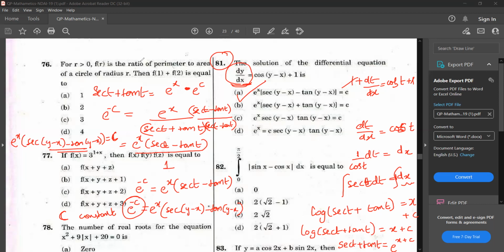Solution means what? You have to remove this dy by dx. You have to bring this expression in terms of only x and y, without dy by dx or integral or anything. You have to get an expression only in x and y, without dy by dx. That is how you will find the solution. Okay.